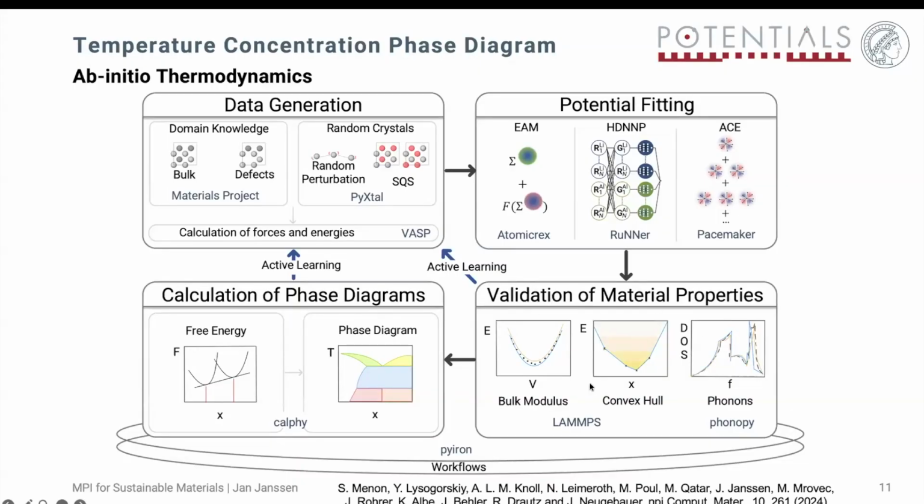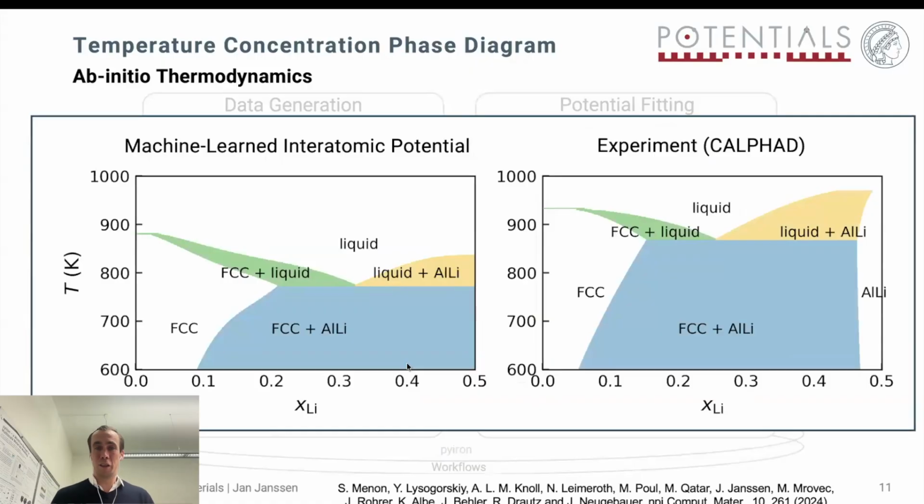We validate first with material properties, which are also accessible from quantum mechanical calculations in some kind of active learning cycle. And then ultimately, we use these machine-learned interatomic potentials to then calculate properties which are not accessible from quantum mechanical calculations, like in this case here, the phase diagrams. And that's what I show here.